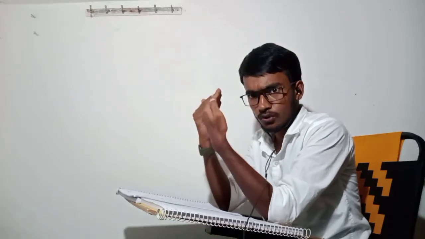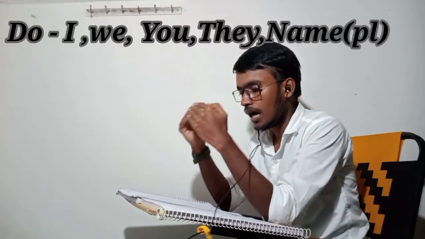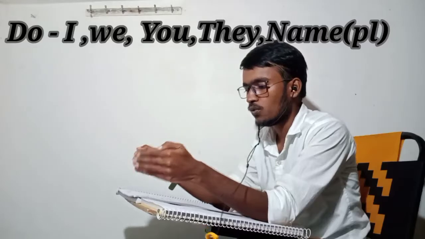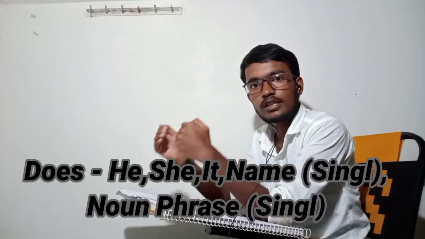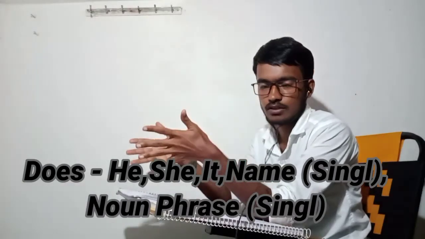Where to use do and where to use does? As we discussed earlier, we use do in front of plural subjects and does in front of singular subjects. We use do in front of I, we, you, they, and does in front of he, she, it, singular naming words and singular noun phrases also. That is the usage of do or does.